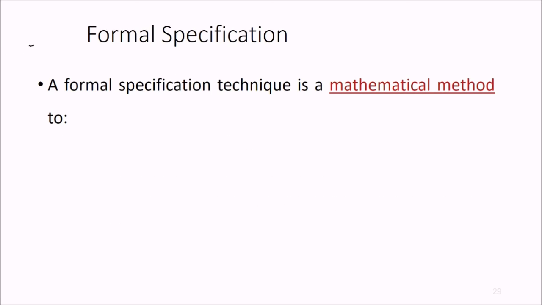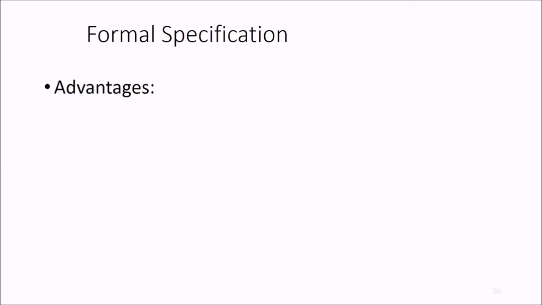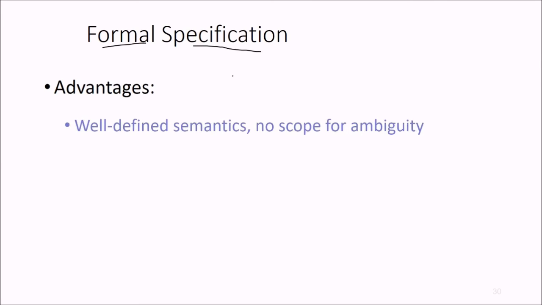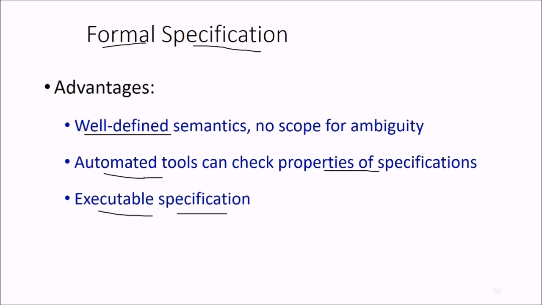Then we come to formal specification. Specification technique, it is actually a mathematical method. To do what? To accurately specify a system and then to verify the implementation which satisfies this specification and also proves properties of the specification. So what are the advantages of this formal specification? First is, we have well-defined semantics, so there will be no ambiguity at all. Then automated tools are there which can easily check properties of the specification. And also executable specification will be there.